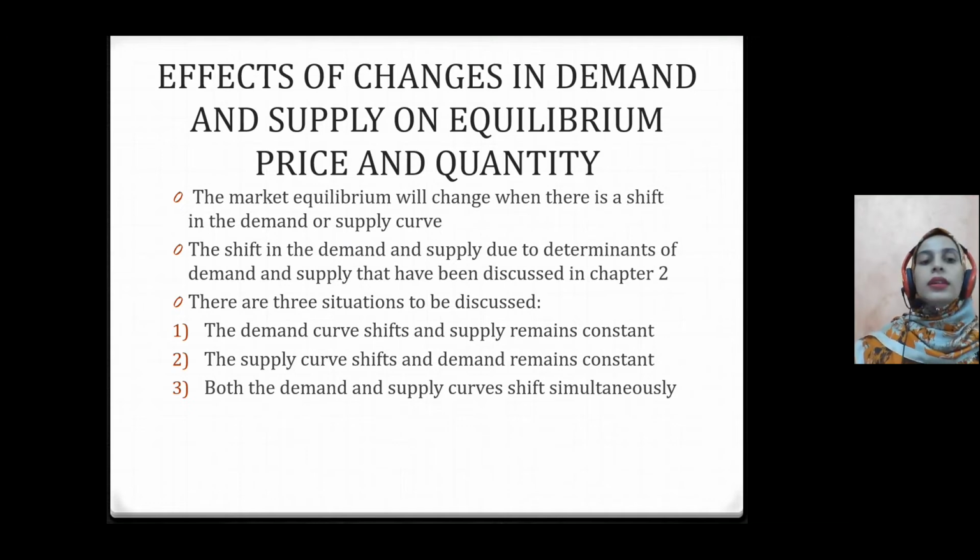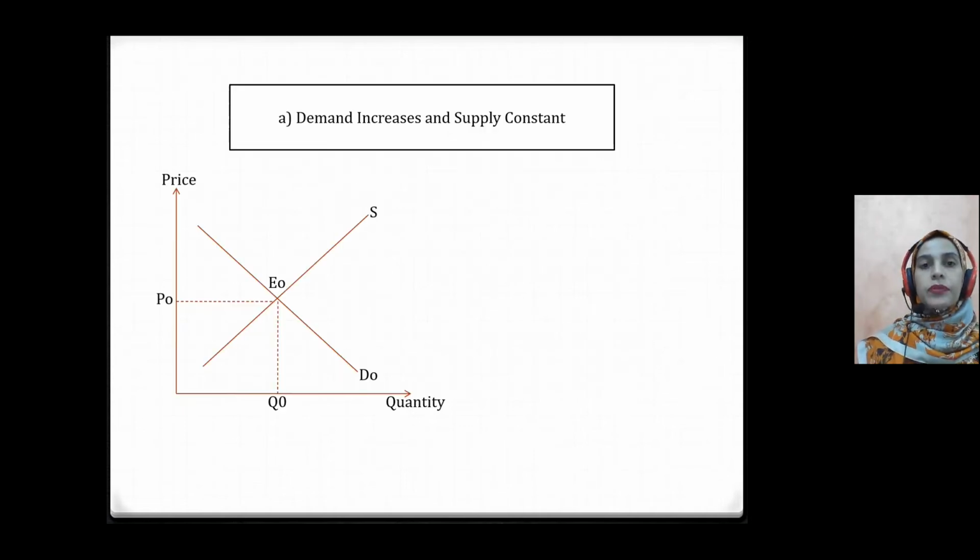So the first one, it is a situation when the demand curve shifts and supply remain constant. Number two, that is supply curve shift and demand remain constant. And number three, both the demand and supply curve shift simultaneously.